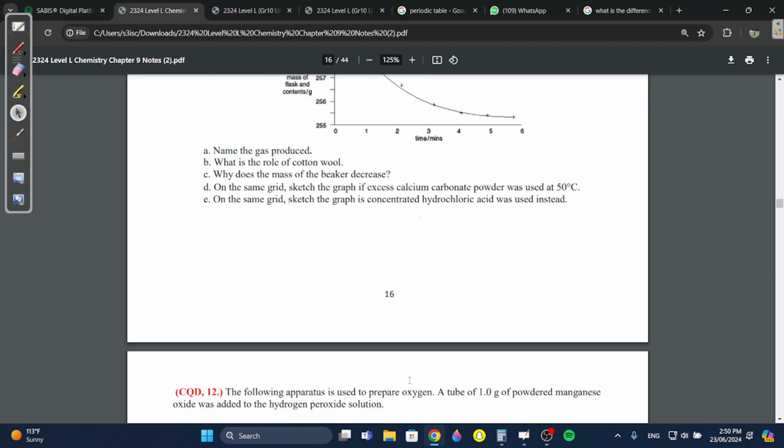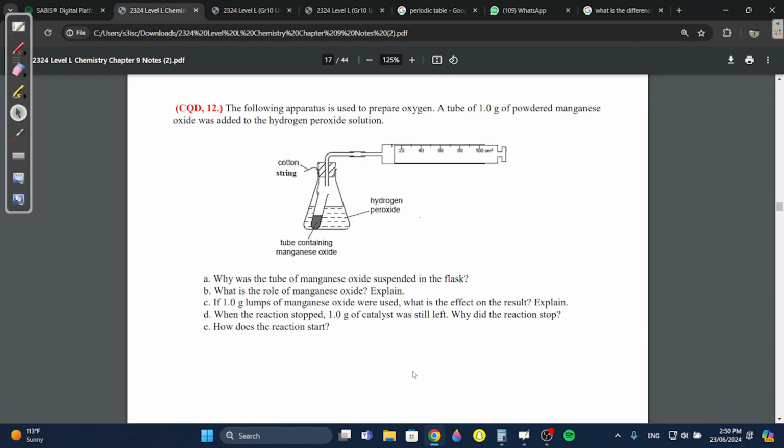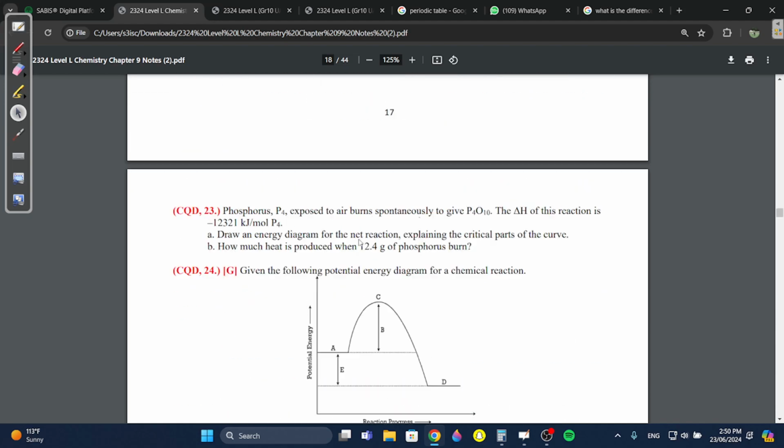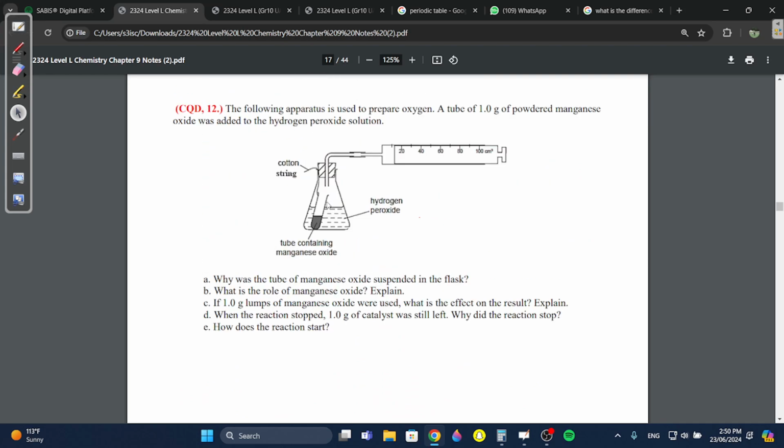I remember this came in the exam. CQD12: the following apparatus is prepared for oxygen. What is the role of the manganese oxide? Why was it suspended in the flask? This is a catalyst. Is this the last one? There's still more. The manganese oxide is the catalyst.